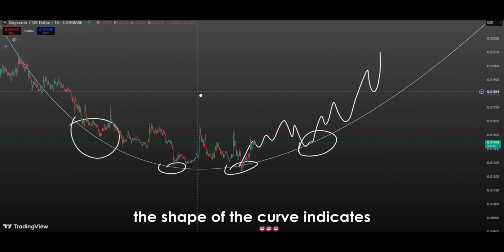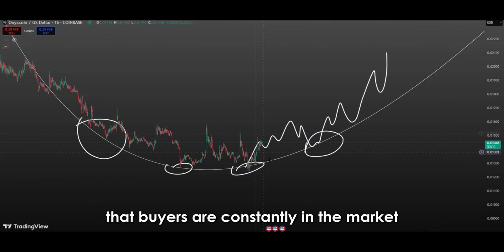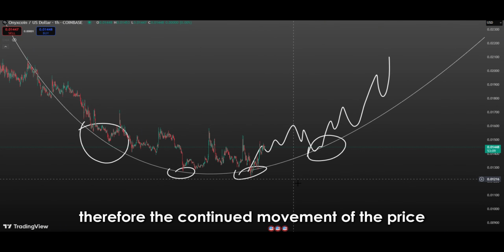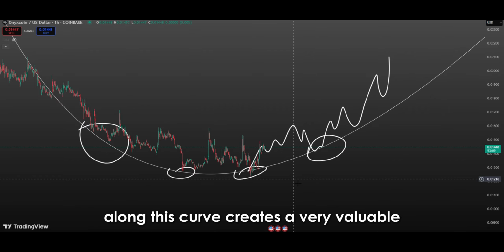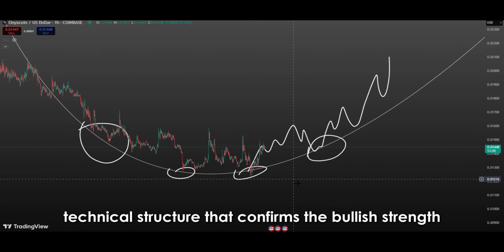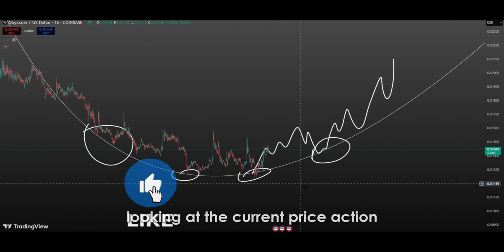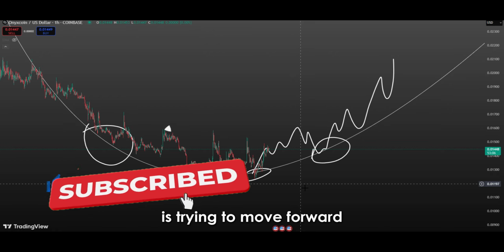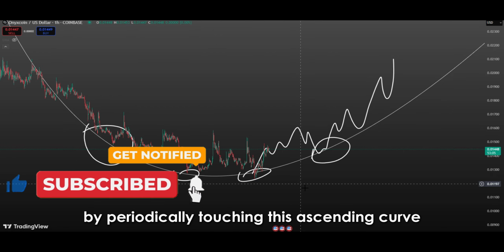The shape of the curve indicates that buyers are constantly in the market, and that declines are short-lived. Therefore, the continued movement of the price along this curve creates a very valuable technical structure that confirms the bullish strength. Looking at the current price action, it can be observed that the price is trying to move forward by periodically touching this ascending curve.